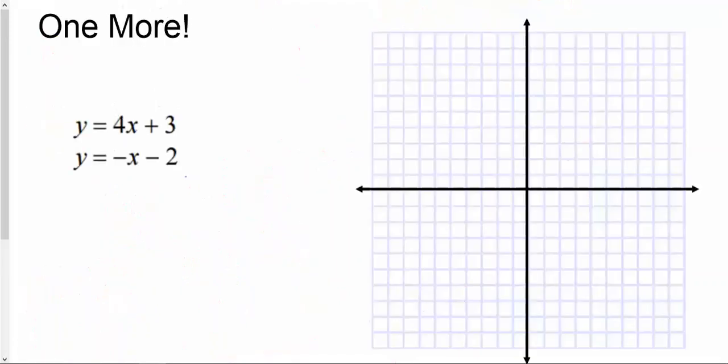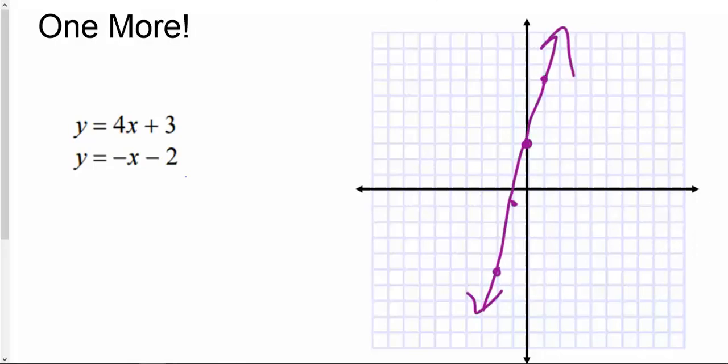All right, let's try one more. I'm going to show you how we could do it by graphing or by substitution. If I want to graph, I start with the y-intercept of 3, and then I have a slope of 4. So up 4, right 1. I could go down 4, left 1, down 4, left 1, and we can connect that. Again, your line doesn't have to be perfect, right?